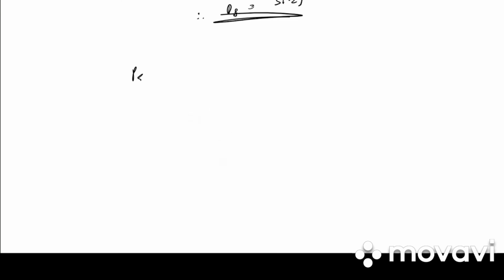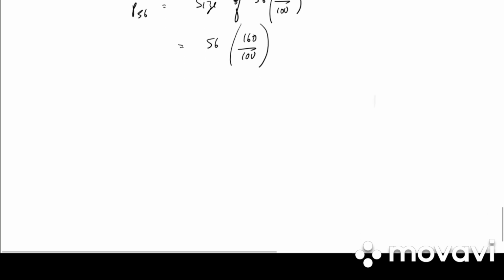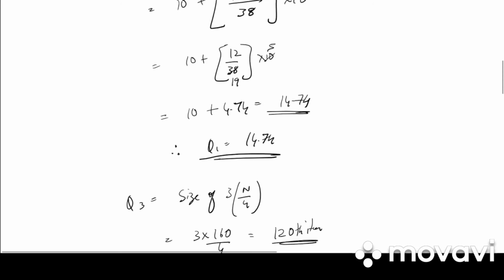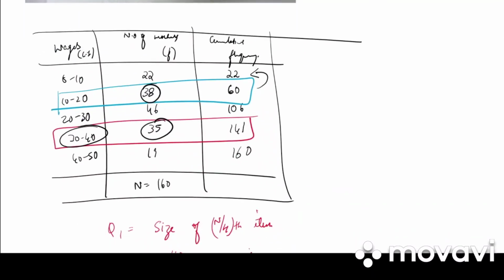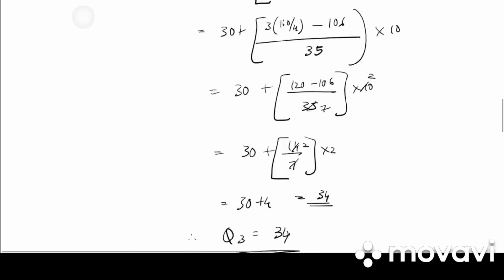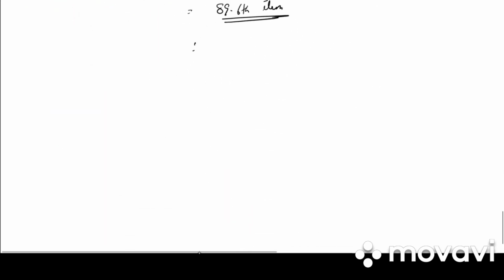Last we need to find P56. It is size of 56 into n divided by 100. 56 into 160 divided by 100. Size of 89.6th item. Go to the table, go to the cumulative frequency. 89.6 falls in 20 to 30, that is 106. Therefore, the class interval is 20 to 30.